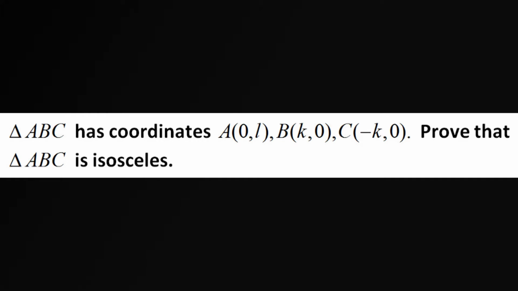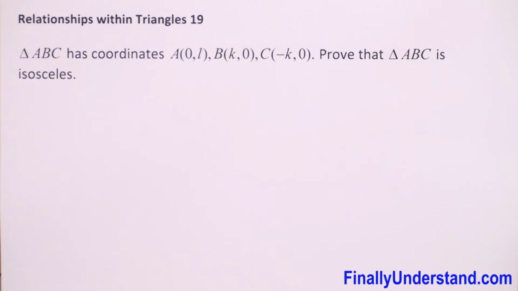Triangle ABC has coordinates A (0, L), B (K, 0), C (-K, 0). Prove that triangle ABC is an isosceles triangle. So first we will put our 3 points on the xy plane.